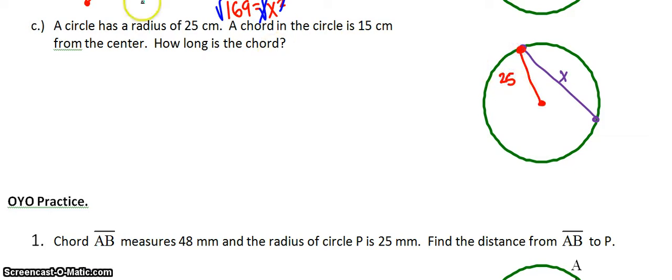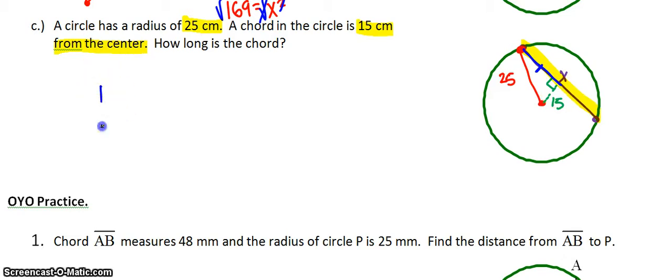I also know that the chord, and I should highlight this, I know the chord is 15 centimeters from the center. So the chord isn't 15 centimeters, but the distance to the center from the chord is 15. So that makes a right triangle here. And I want to find the length of this entire chord. But in order to do that, I can only use the right triangle stuff. So I can only find the length of this distance right here. So let's set that right triangle up right now.